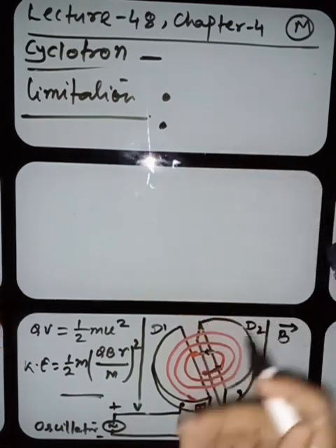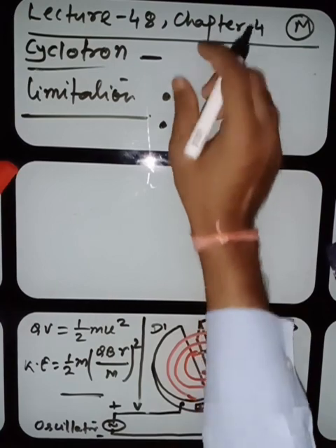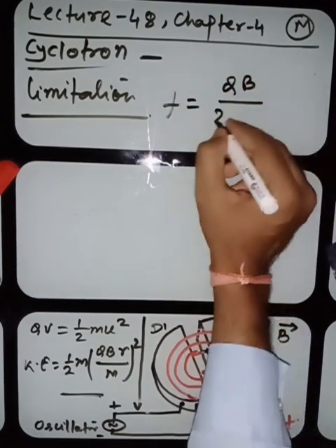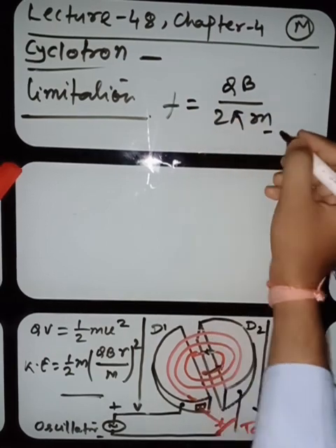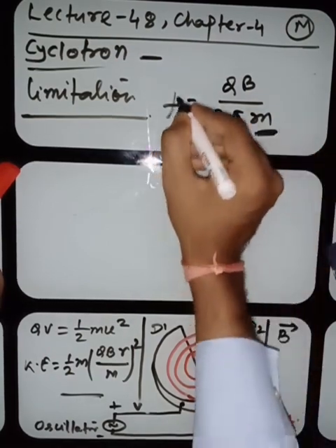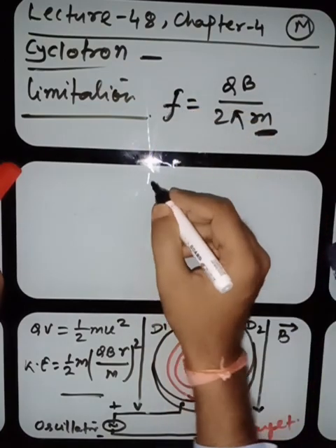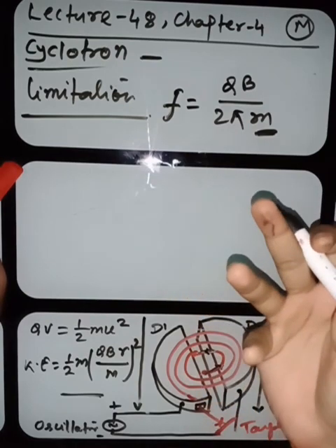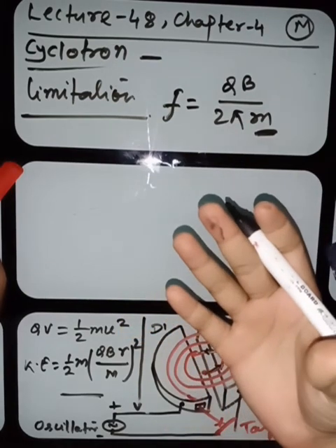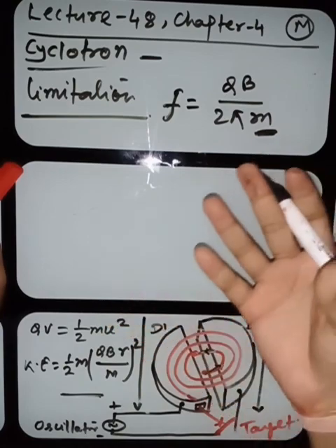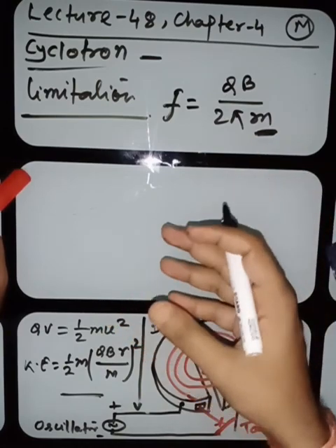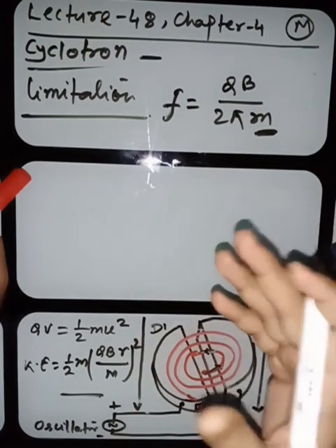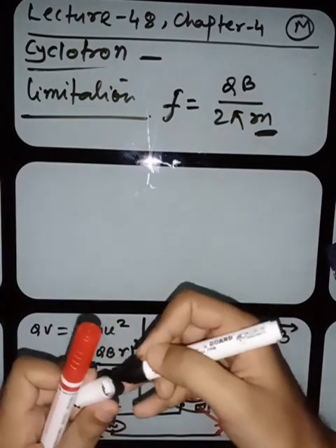And if mass is varying, then we know that the formula for frequency is qB by 2 pi m. If this mass varies, then the frequency will change, and if the frequency changes, then the working principle fails. So this is the limitation of the cyclotron. The cyclotron cannot work beyond that, and we know that if any charged particle acquires very high speed comparable to the speed of light, then mass will vary, and this is the limitation of the cyclotron.